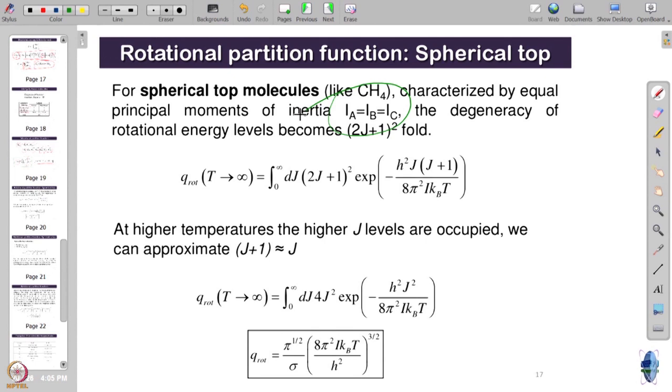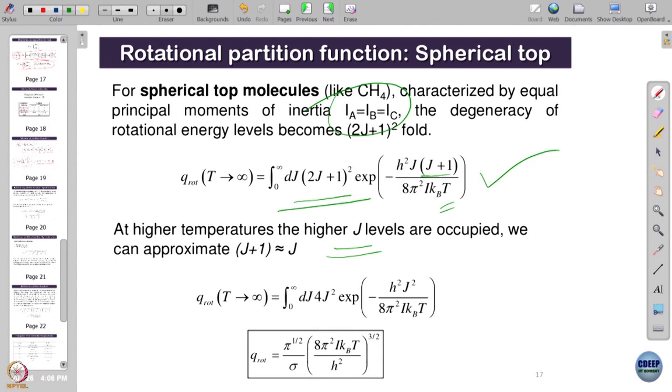So for the degeneracy of the rotational energy levels with equal principal moments of inertia, instead of this product we will have 2j plus 1 squared, and then we get this expression for the rotational partition function. Then we take the following limit at high temperature. When the temperature becomes very high and the moment of inertia is not too small, very large j, large quantum numbers, will be involved. For large quantum numbers I can approximate j plus 1 by j, which is a very neat approximation.